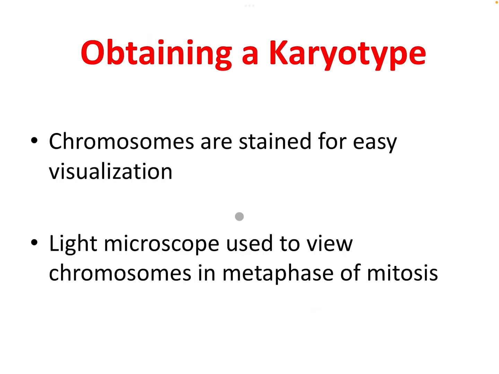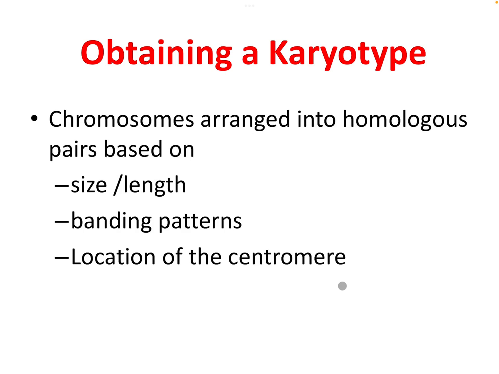Chromosomes are stained for easy visualization, and we can use a light microscope to view chromosomes in metaphase. Metaphase is a phase of cell division, of mitosis. Chromosomes are arranged into homologous pairs based on the size or length, the banding patterns, and the location of the centromere.